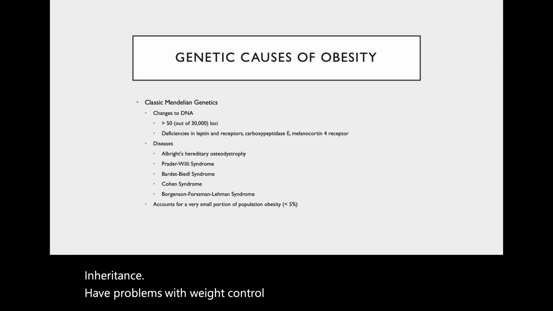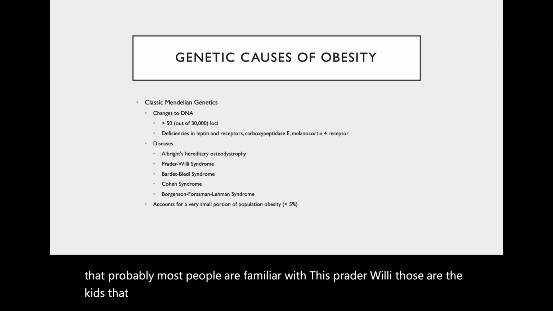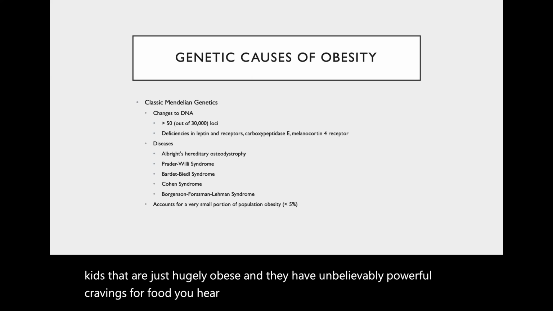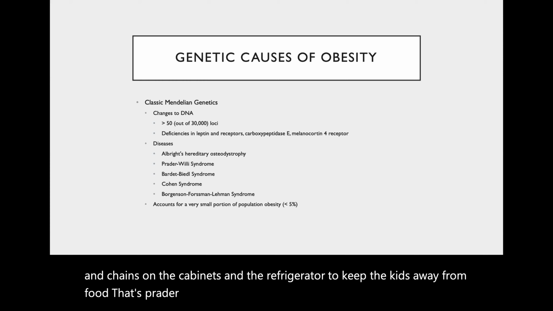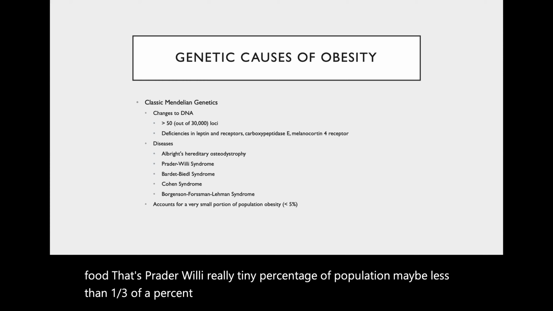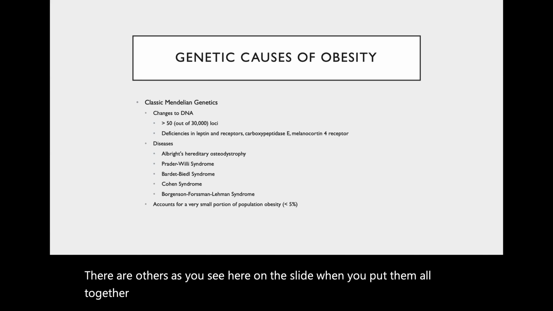And these are the diseases. The one that probably most people are familiar with is Prader-Willi. Those are the kids that are just hugely obese, and they have unbelievably powerful cravings for food. You hear stories that the families have to put locks and chains on the cabinets and the refrigerator to keep the kids away from food. That's Prader-Willi. Really tiny percentage of the population, maybe less than 1/3%. But when you put them all together, there are others, as you see here on the slide. When you put them all together, they're only about 5%.